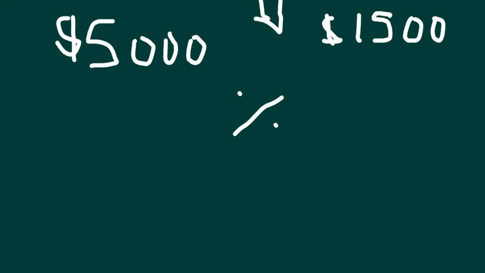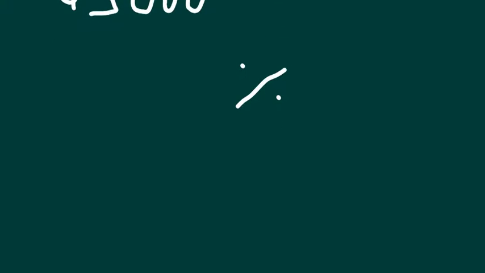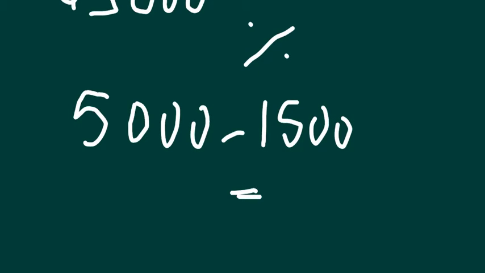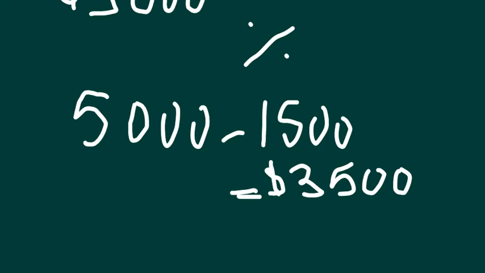Okay, it's the same thing. Now that's the good news. It's the same thing, same formula and everything else. What's the amount of decrease? Remember your formula, the amount of increase. Now we put the amount of decrease. What's the amount of decrease? You're going to put 5,000 minus 1,500. And the answer is $3,500. That's how much your car depreciated, right?